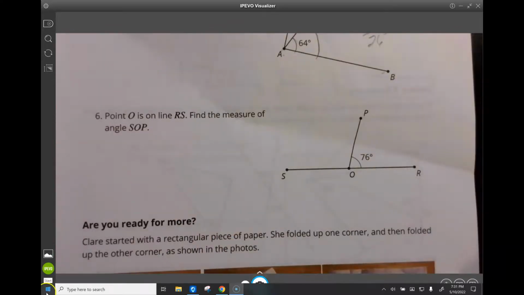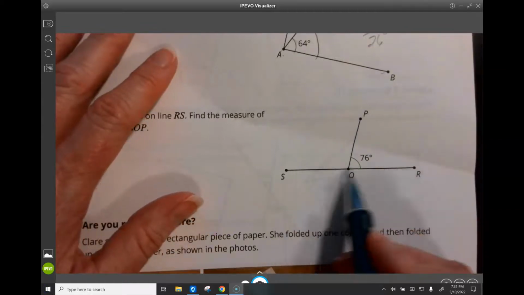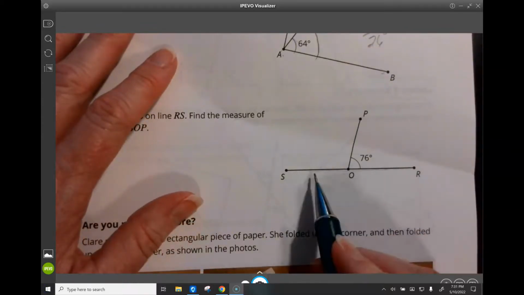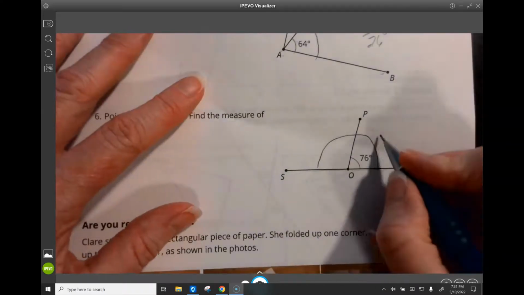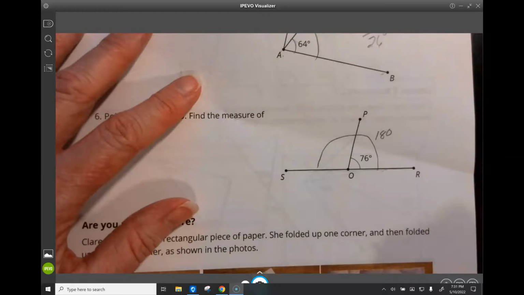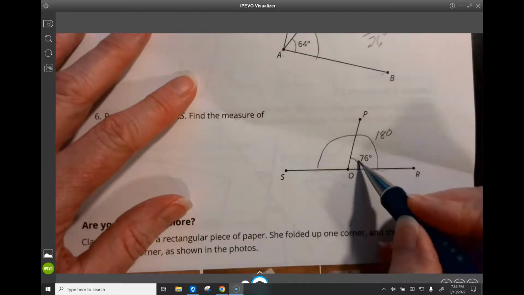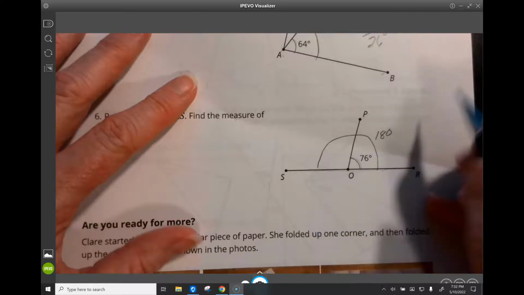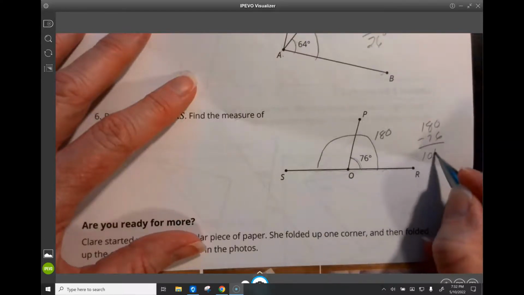Okay, look at this next one. Pause, try it on your own, please. Okay, so notice this is on a line. And on a line is a straight angle. So this whole thing has to be 180 degrees. Okay, and we know that supplementary angles add up to 180. So if this one is 76, then this has to be 180 minus 76, which is 104.